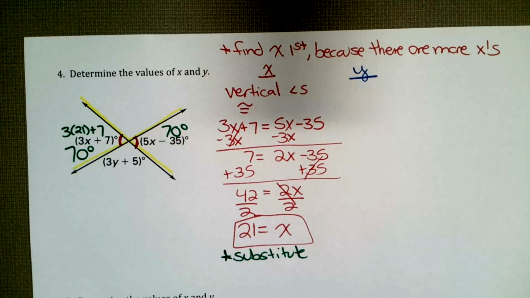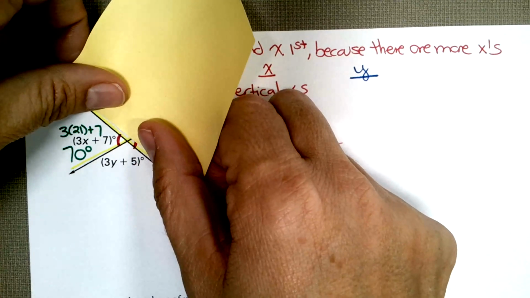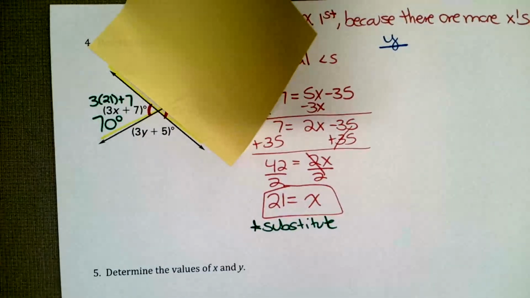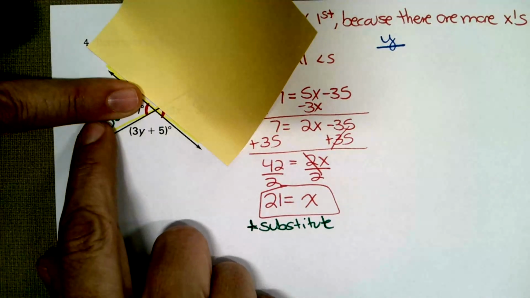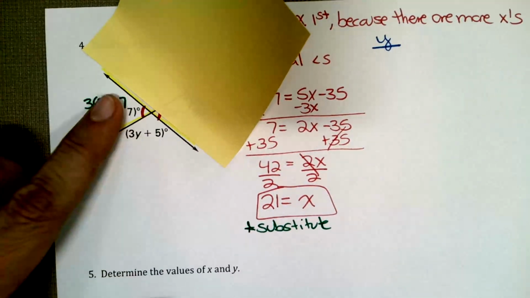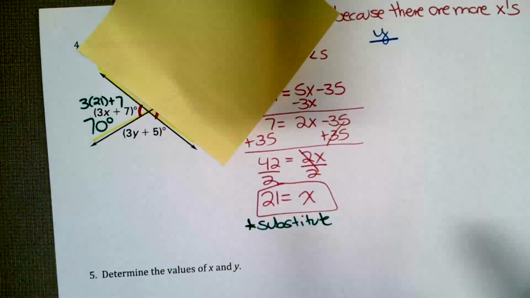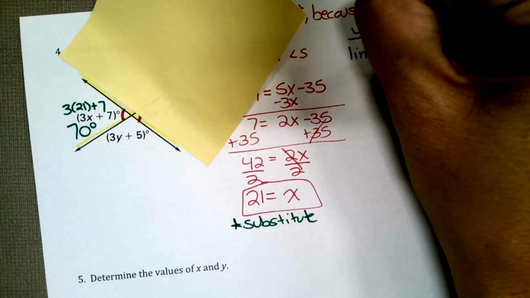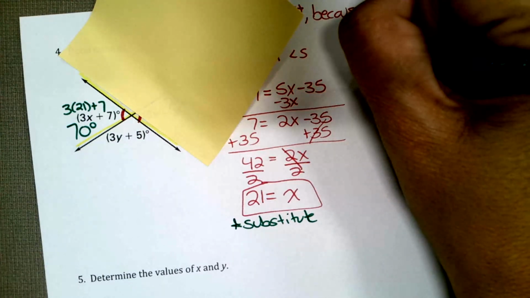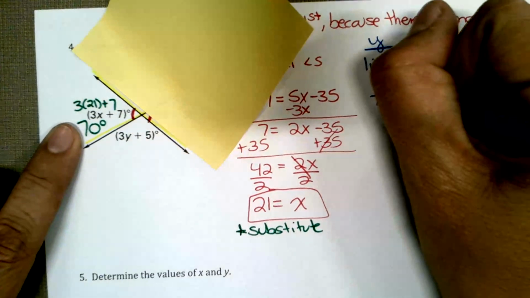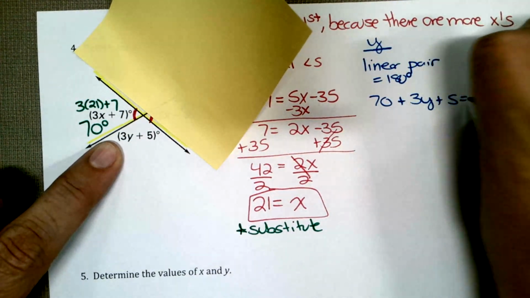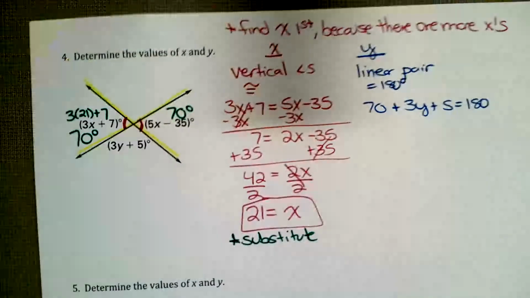So one thing we can do in class, right? I've been using my hand, but you can also sometimes use sticky notes to make the problem seem smaller. So now if I look at this problem and forget about the x because I know it's 70, I have two angles that make up a straight line. So now I have a linear pair. So I know that these have to add up to 180 degrees. So 70 plus 3y plus 5 equals 180.